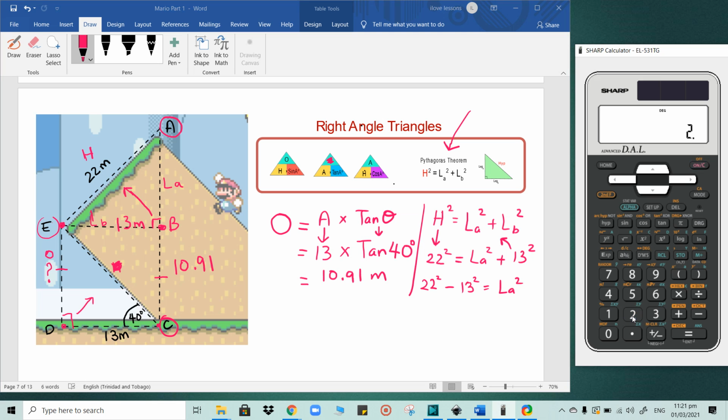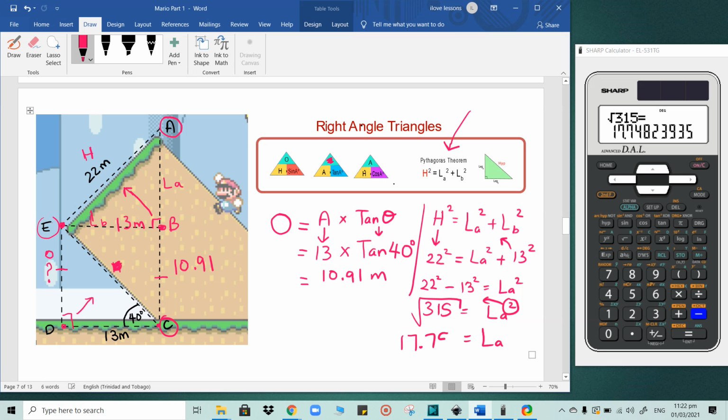So 22 squared minus 13 squared, and we get 315. 315 is equal to LA squared. But we don't want leg A squared. We want LA, leg A alone. So we throw across the squared, and the opposite of squared is square root. So how much is the square root of 315? And we get how much? 17.75 if we round it off.